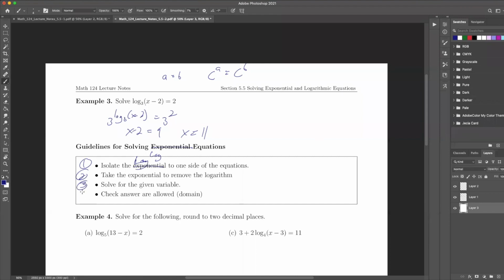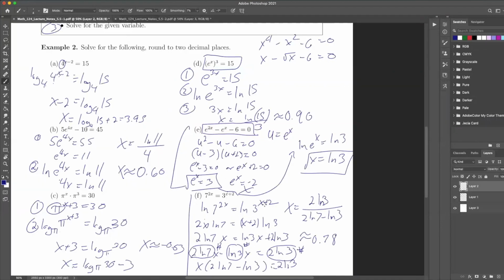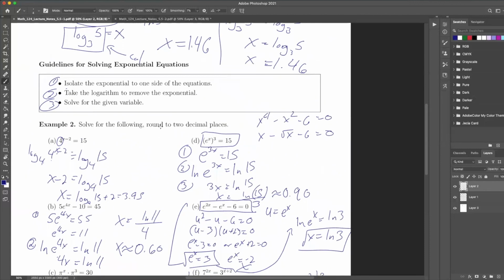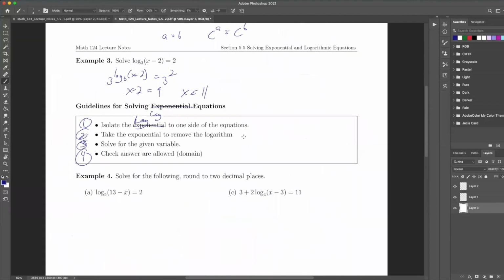All right. So here, we're going to isolate the log to one side of the equation. We're going to take an exponential to remove the logarithm. Hold on. Yeah, take the logarithm. At least I remembered to swap that. Solve for a given variable. And then check that your answers are allowed. Basically, check your domain. Make sure you don't have any logs which are negative. So no negative logs.